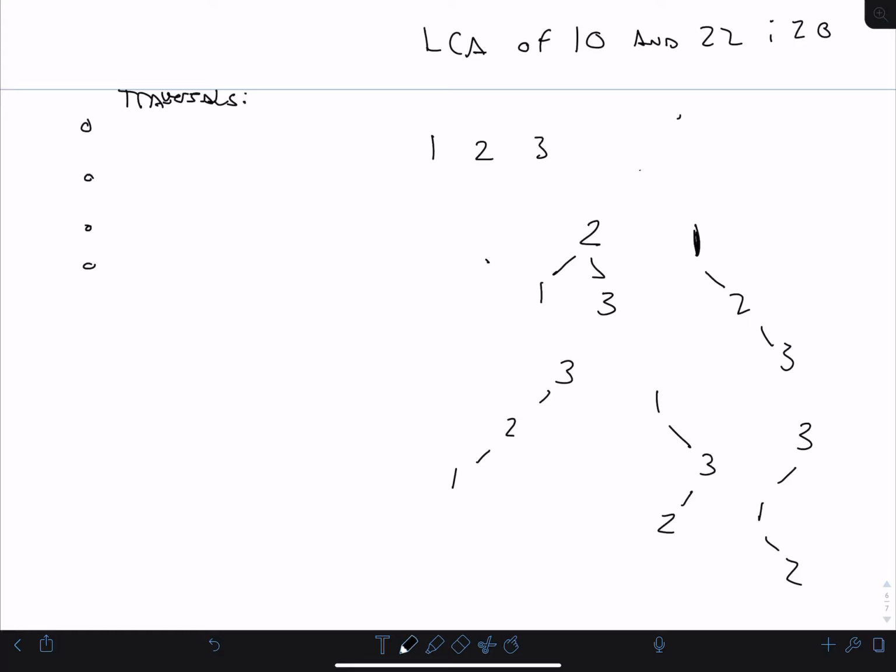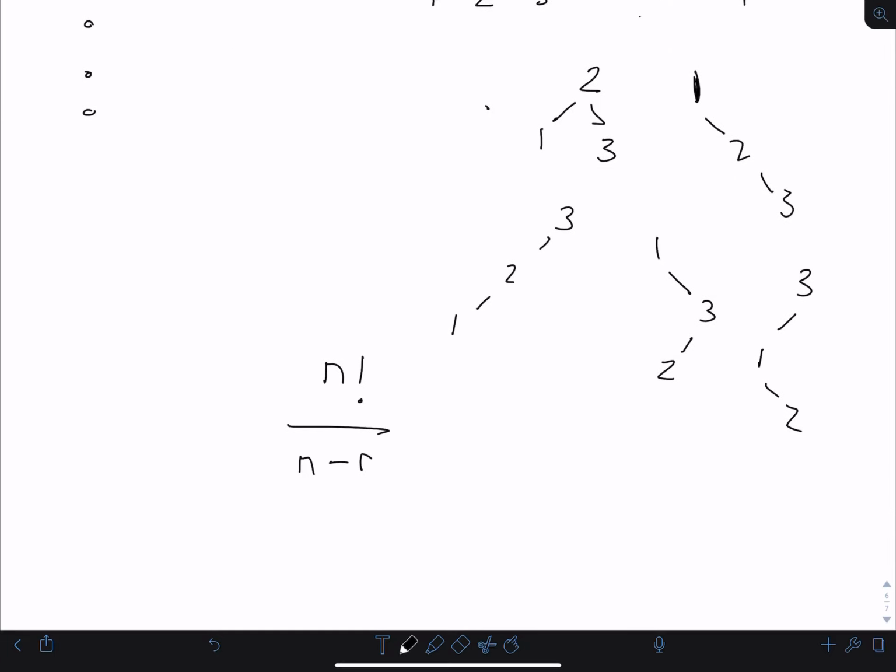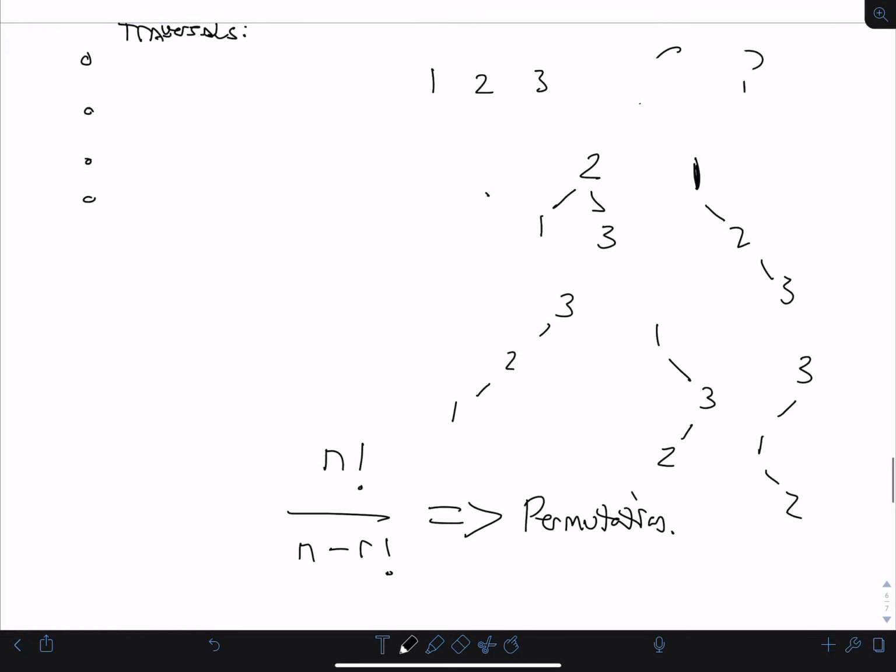So what's that? Is this permutation or combination? I think it's permutation actually. Anyone remember who's in 351? It's n factorial over n minus r factorial. Is this combination or permutation? Permutation. And what's r? I think r is going to be the repeats. I don't know. I think we just changed one question to another one.